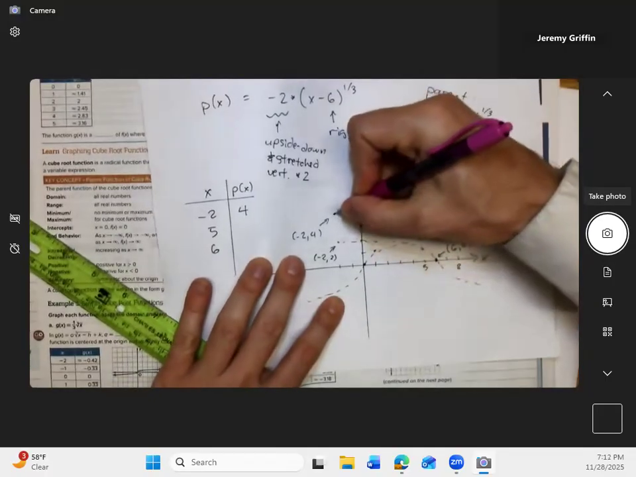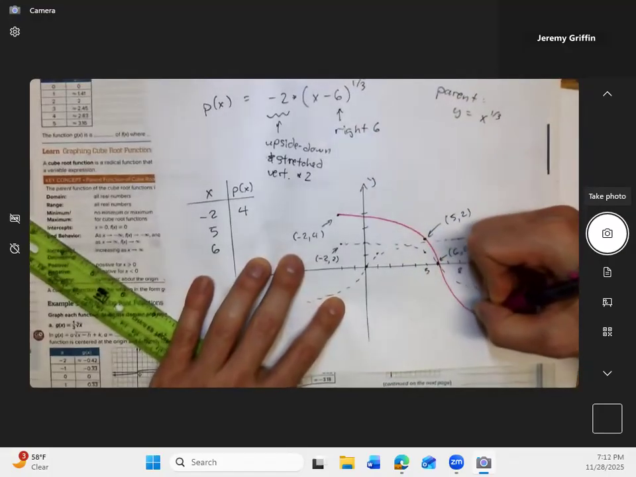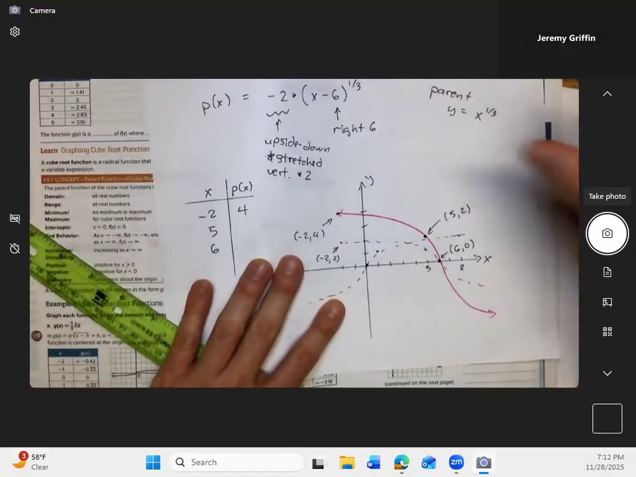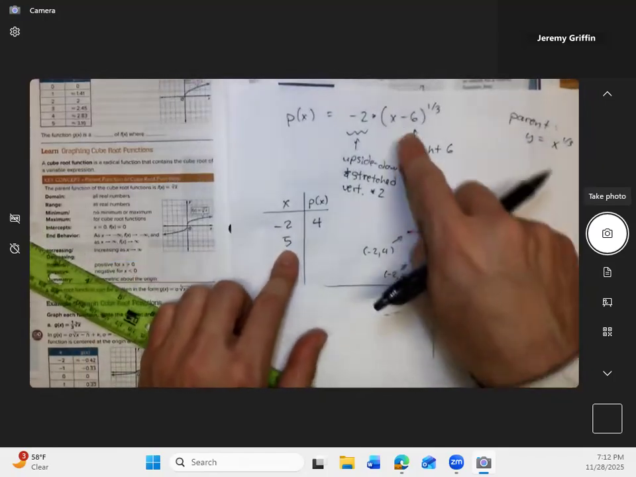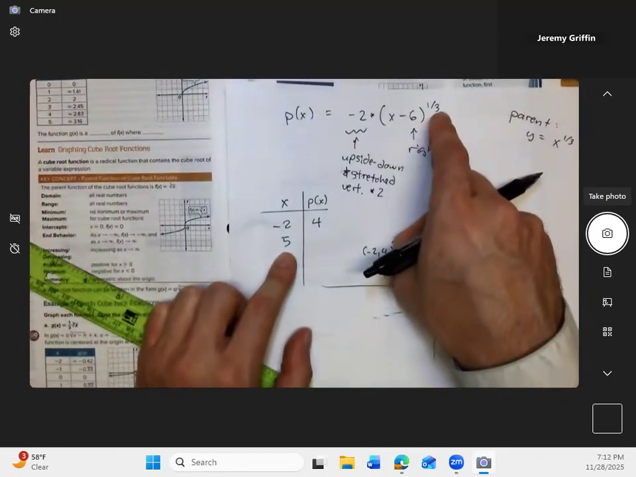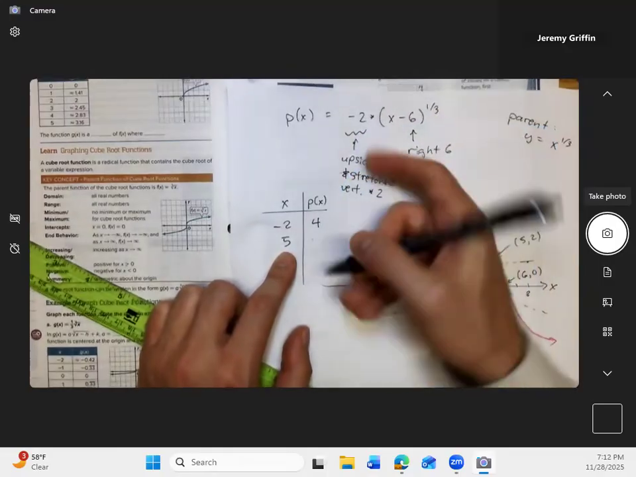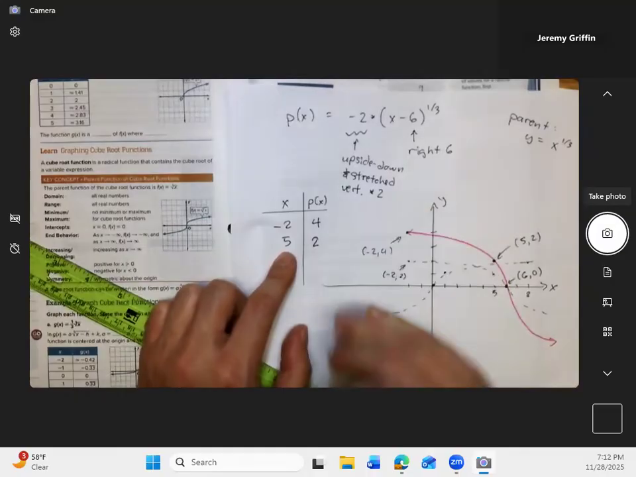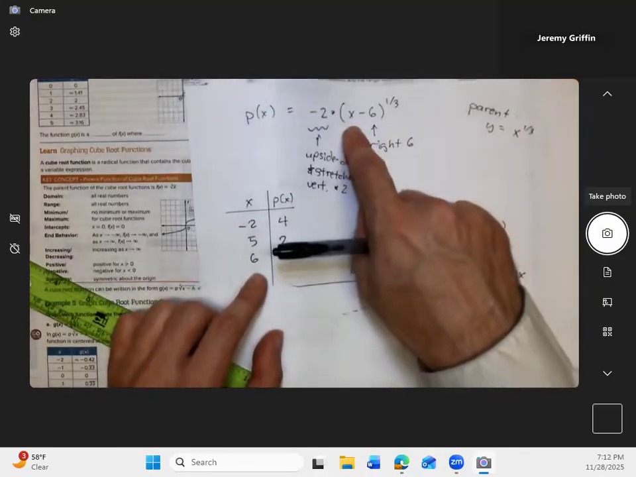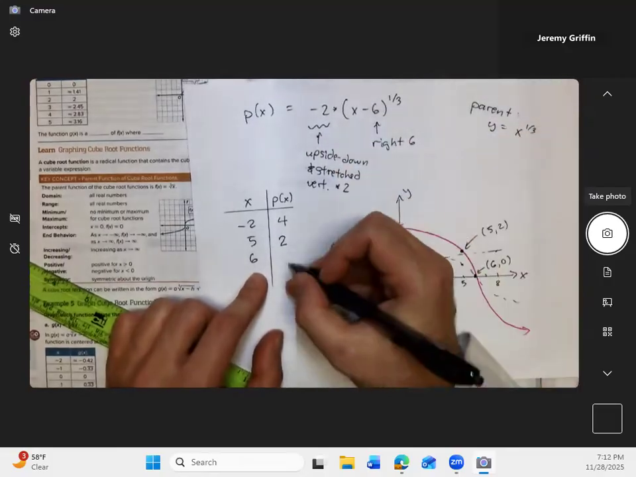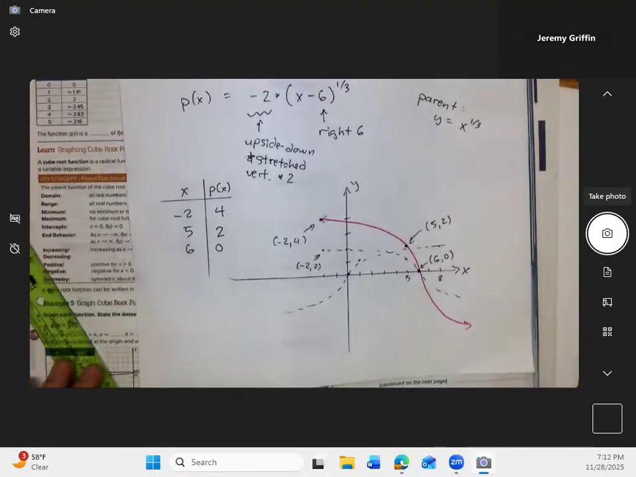All right, I should go ahead and make this pink. All right, here should be my p of x, should go like that. Something like that. All right, I also claimed the point 5, 2. Let's see if that's a point. So if I plug in 5, 5 minus 6 is negative 1. The cube root of that is still negative 1. And times negative 2 would bring back to positive 2. Yeah, that is the point 5, 2. Okay? And finally, 6. Well, if you plug in 6, it zeros out, so the whole thing zeros out. So 6, 0. Yeah. All right, and I could keep going, but yeah, that definitely matches up.